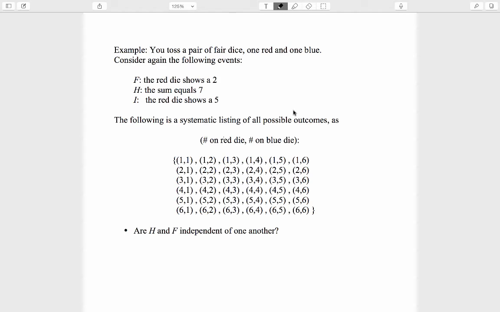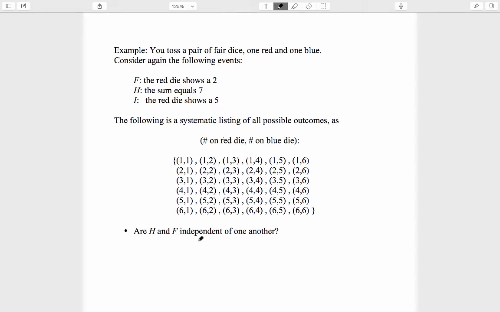Let's recall the example in which you toss a pair of fair dice, one red and one blue. Consider again the following events. F, that the red die shows a 2, H, that the sum of the two dice equals 7, and I, that the red die shows a 5. For convenience, here is our listing of the full sample space of this experiment. The dice are fair, so these 36 outcomes are equally likely.